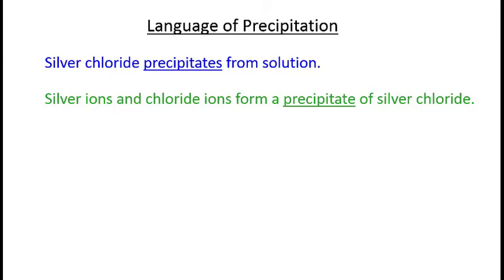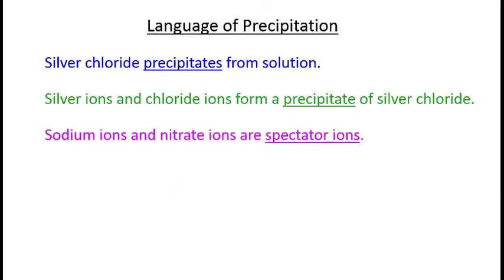Finally, what about the sodium ions and nitrate ions? What are they doing? Well, they're still in there, but they're not participating in the precipitation process. They're just watching, so we would call them spectator ions.